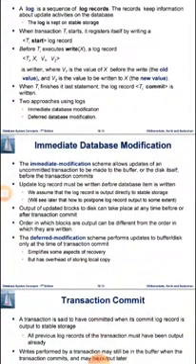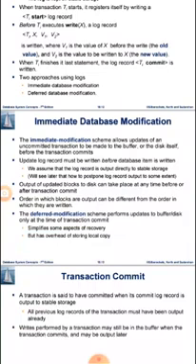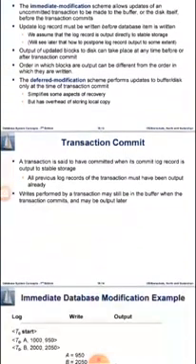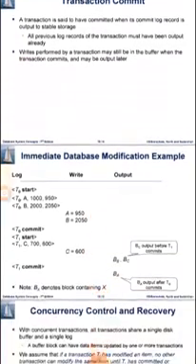Then database modification. How to modify the database? The immediate modification scheme allows updates of an uncommitted transaction to be made to the buffer or disk itself before the transaction commits. The deferred modification scheme performs the update to the buffer or disk only at the time of transaction commit. We have already seen about transactions. A transaction is said to have committed when its commit log record is output to stable storage, right?